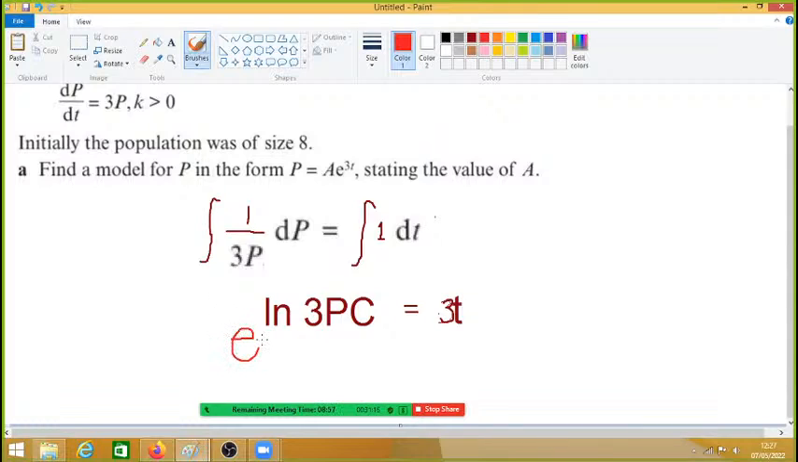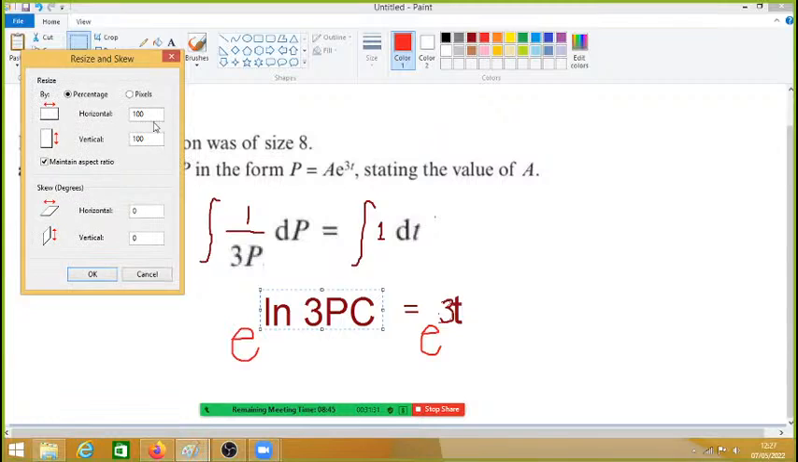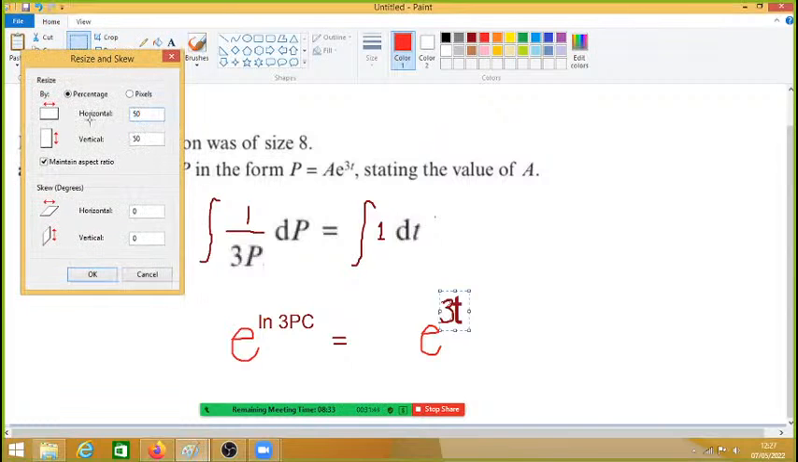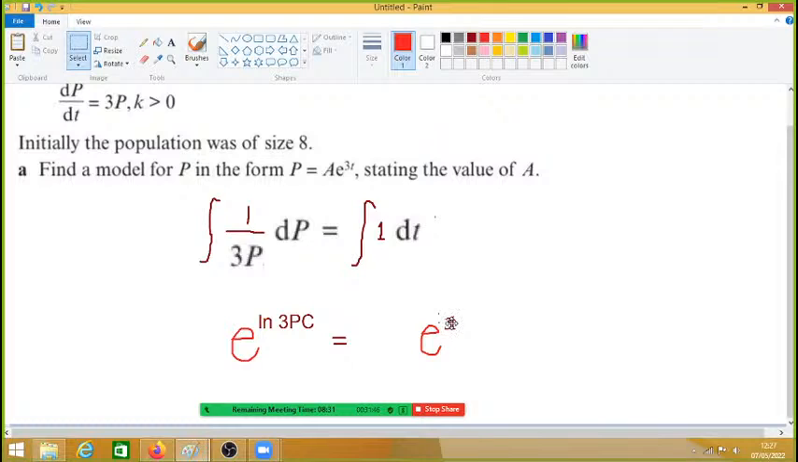So a big e, and now this can be the power on this side, and then a big e, and then your 3t can be a power on that side. So let's make them a bit smaller so it's obvious there is a power. So that comes here, and then the same thing on this side. The 3t is now a power on the e. Okay, looking good so far.